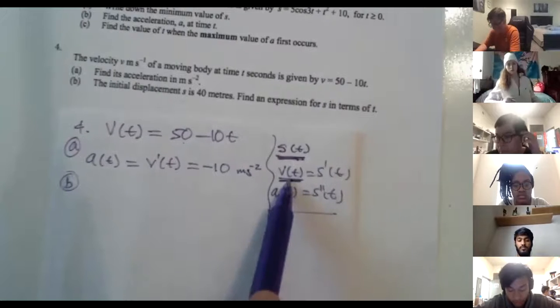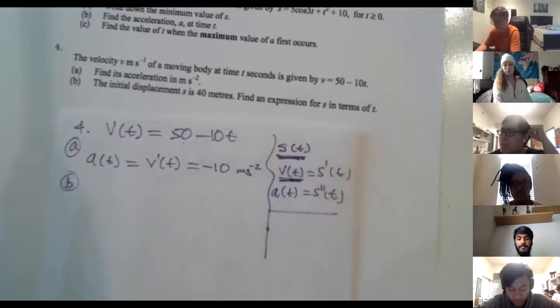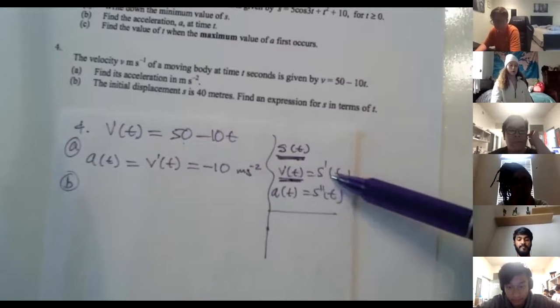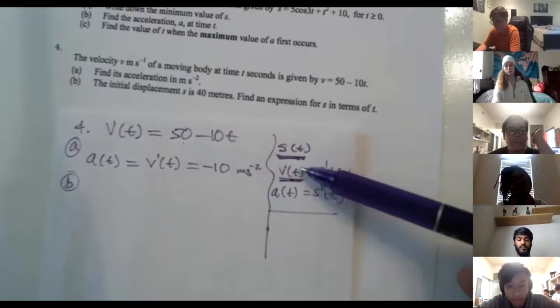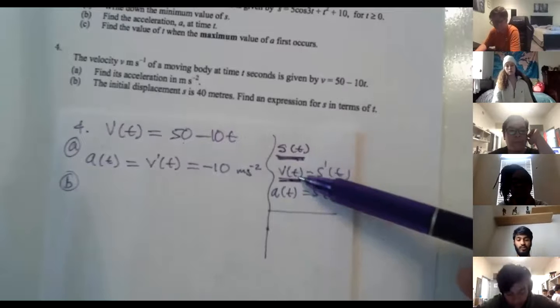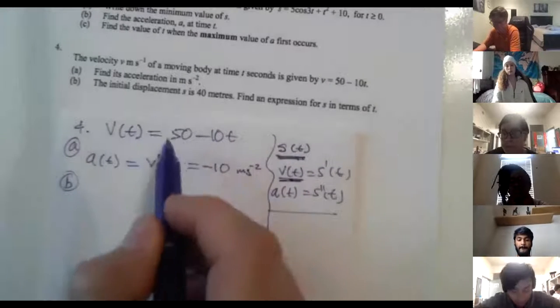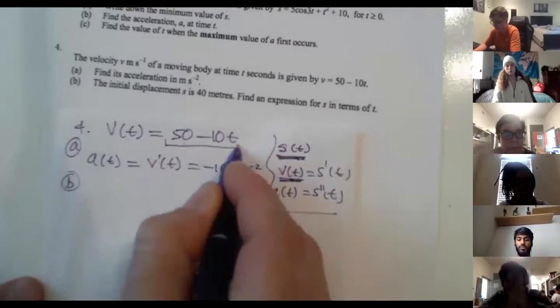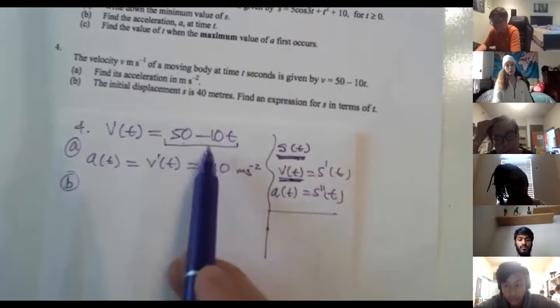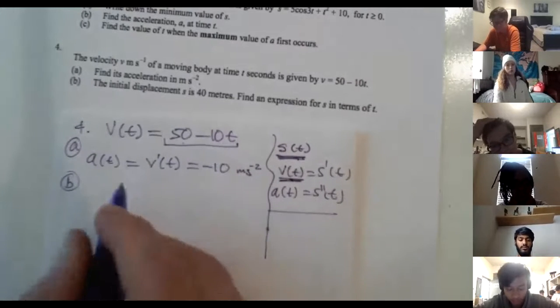Well, the velocity is the derivative of the position, right? Yes? No? So yes. What that means is the following: we need to find out what we should take the derivative of in order to get the velocity. What should we differentiate to get to this, right? So this is what we know.